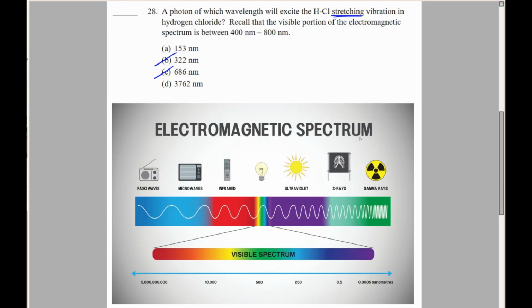However, even though it's not visible, we know that these stretching vibrations are only excited by infrared radiation. So infrared sits over here, and it's between 10,000 nanometers and around 500 nanometers. So the only answer choice that corresponds with that is answer choice D. Because if we look at A, 153 nanometers, that's around the ultraviolet range, and that's not it. So the answer for this question is D.